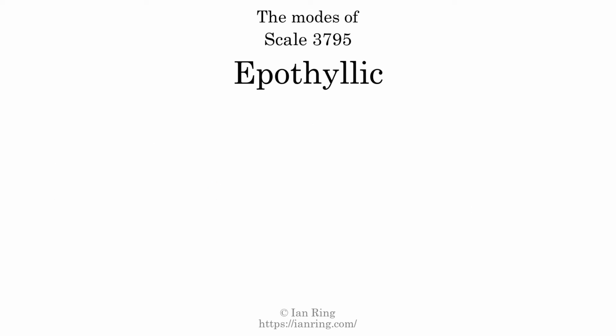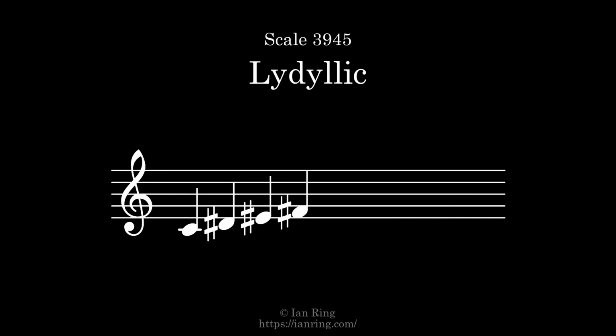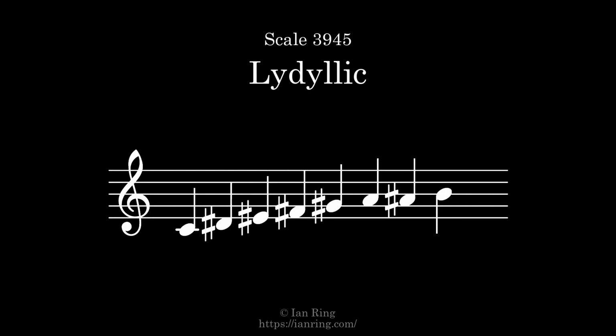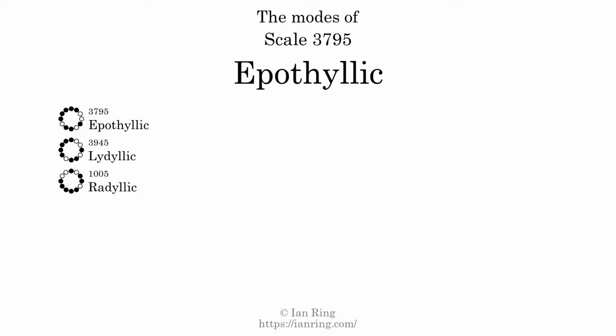This scale has 8 modes. The first mode is itself. The second mode is scale 3945, also known as Epothyllic. It sounds like this. The third mode is scale 1005, also known as Epothyllic. It sounds like this.